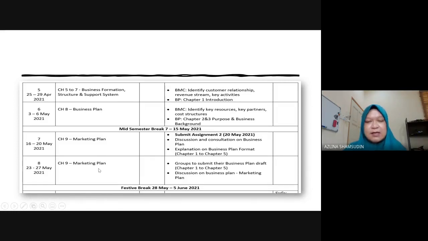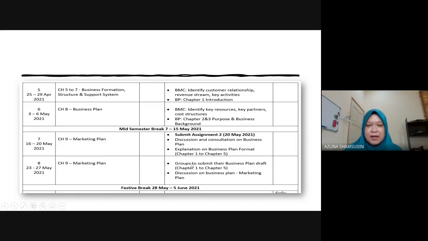Besides learning during the lecture, you will learn all these chapters according to the syllabus. Since these all go into the third assignment, during the tutorial session I will show and explain in detail how to do all this, the marketing plan, business plan and so on. During the lecture session, Madam Raslina will not explain the assignment in detail. She will teach generally according to the textbook, while I will focus on the assignment.